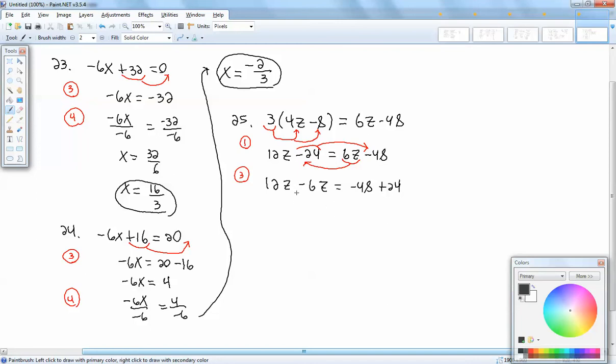Our note up at the top says in a step, combine together like terms. Like terms, same variable, same power. 12z minus 6z gives us 6z. And combine numbers. Negative 48 plus 24 gives us negative 24.